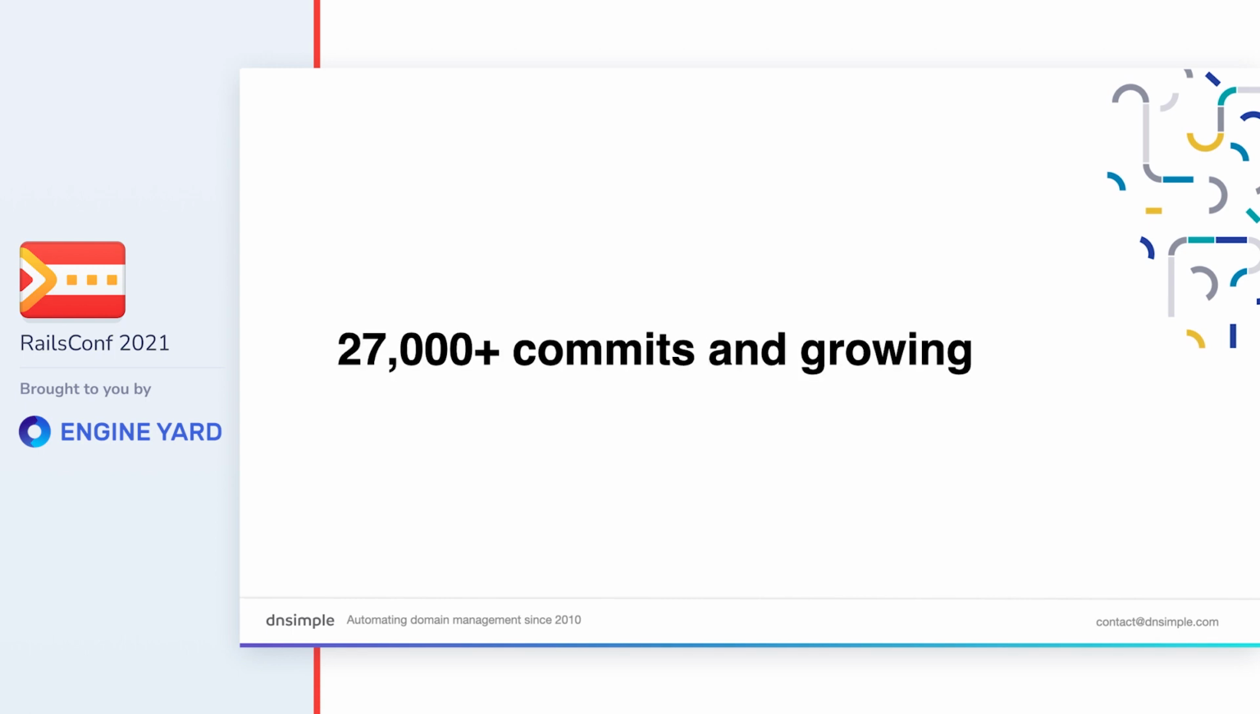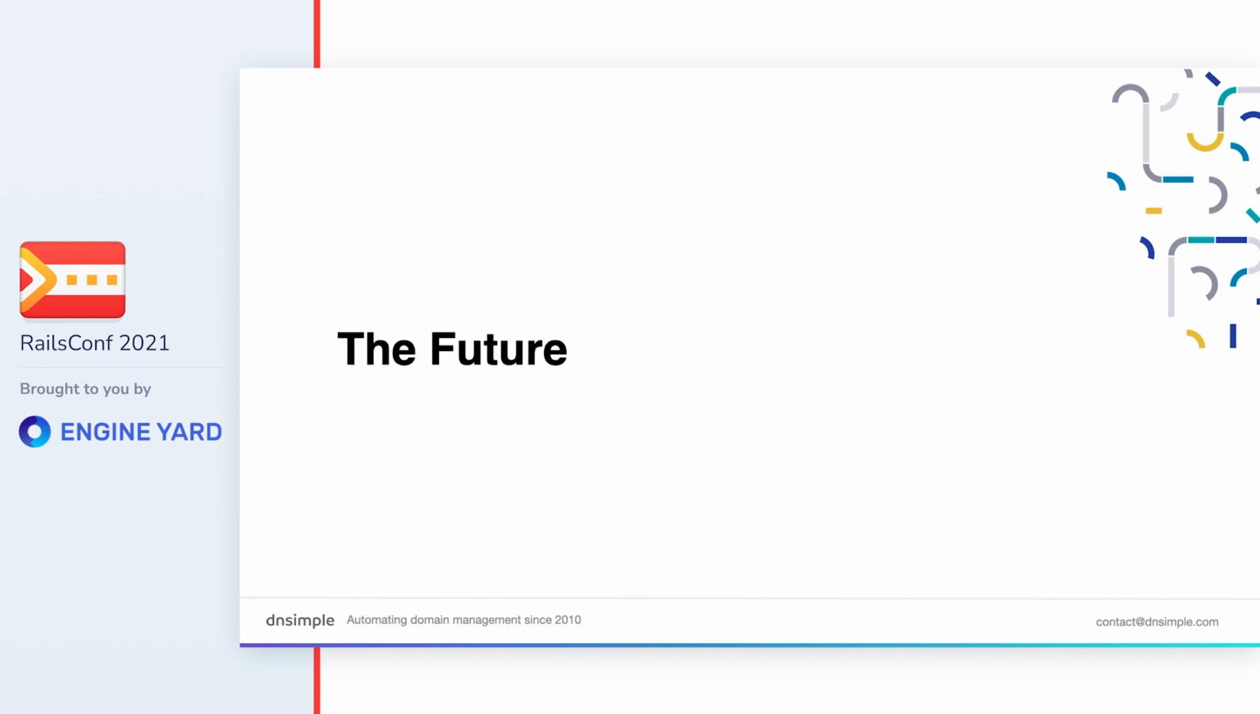And consider that we have more than 27,000 commits and we're still growing. This has been a challenge and continues to be a challenge to keep this system from getting out of control, but that's part of dealing with an application that's been around for so long. So let's talk about the future.